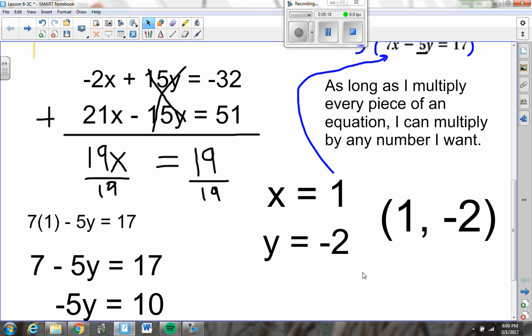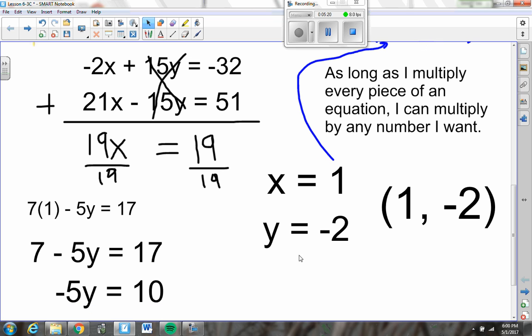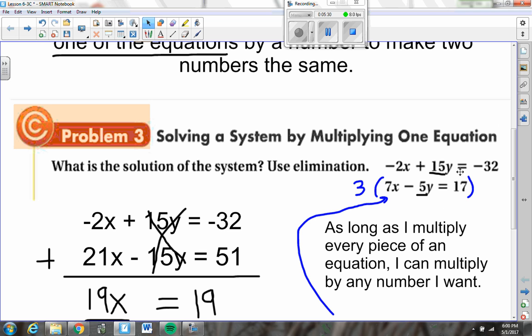So once I multiply the equations, what you see on this screen should look exactly like what you've been doing with elimination this entire time. Nothing really is different, except that I have to do this extra step of multiplying every piece of an equation by a number to make that number equal one of my other values.